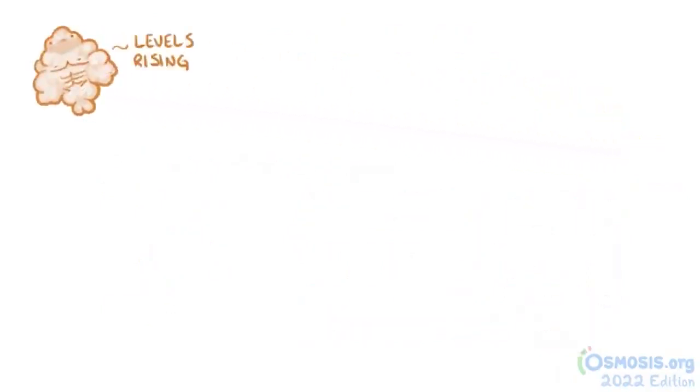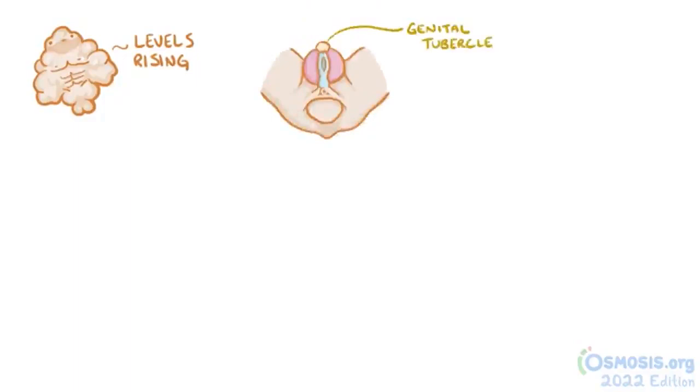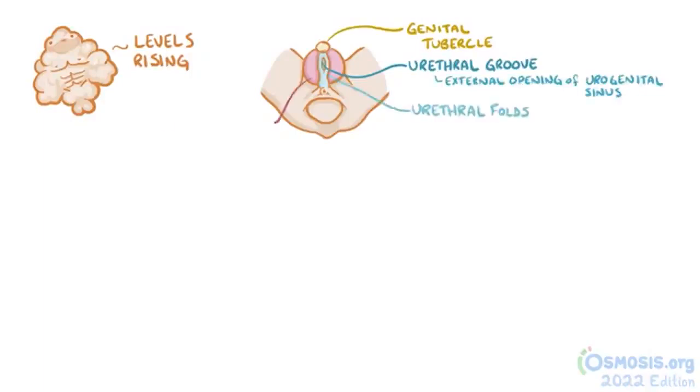Over time, dihydrotestosterone levels start rising, and it affects undifferentiated genital structures. Looking closely at these structures, at the top there's the genital tubercle, which is a small projection. Just below that there's the urethral groove, which is the external opening of the urogenital sinus, or the future urethra and bladder, and that's surrounded by the urethral folds and the labioscrotal swellings.